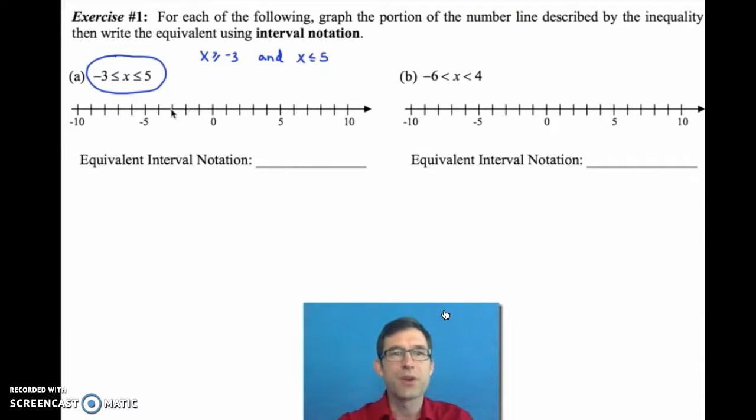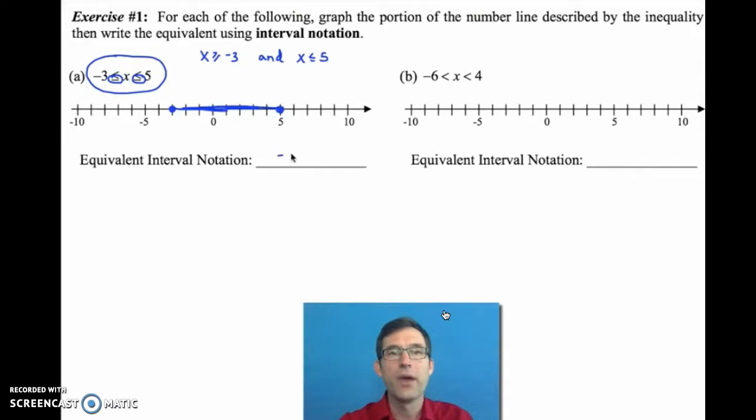Well, if we start at -3, and we go all the way to 5, and remember we fill those in with solid dots because that's the deal, right, when we have the equalities there, then that's the number line. Now let me show you how you do that in interval notation.